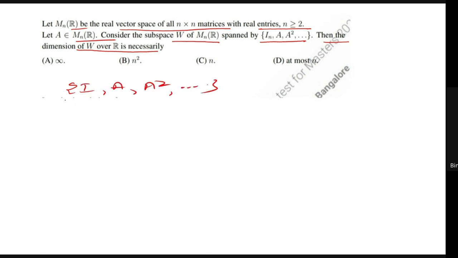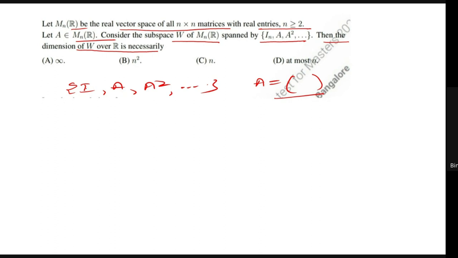So there is a question. Let Mn(R) be a real vector space of n cross n matrices with real entries. A belongs to Mn(R). Consider the subspace W of Mn(R) spanned by In, A, A square, and so on. Then the dimension of W over R is necessarily what? In this question, you have to check I, A, A square, and so on. No specific matrix is given to you.